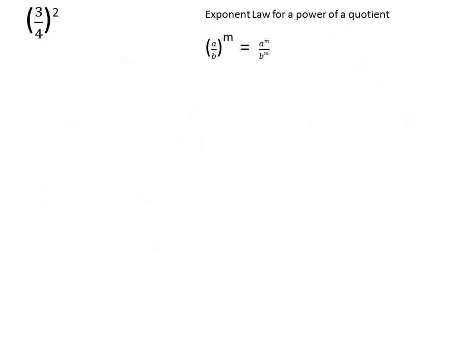Now, same thing goes for an exponent law for a power of a quotient. Now, quotient is just a fancy word that means divide. So just like the multiply, what we can do is pull this into there and pull this into there. Kind of like how they did right here. So pull it into there and pull it into there.